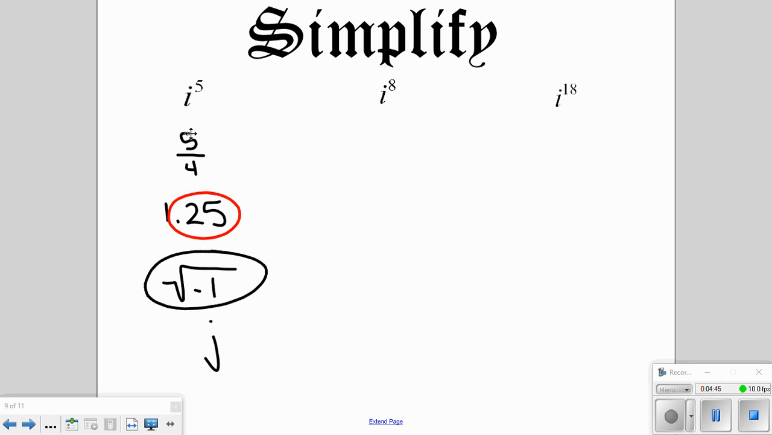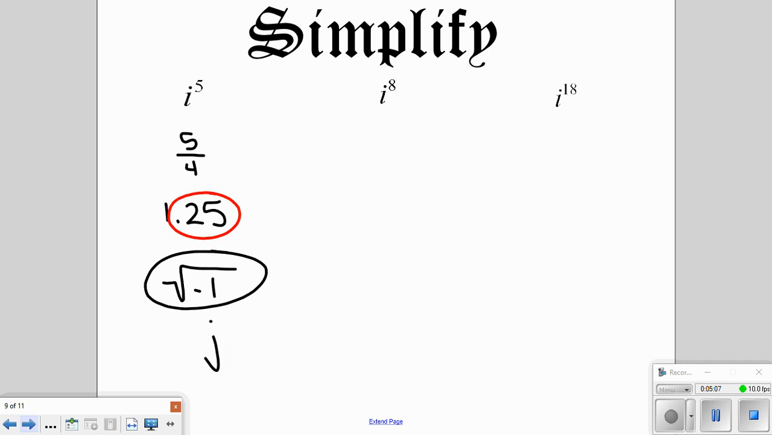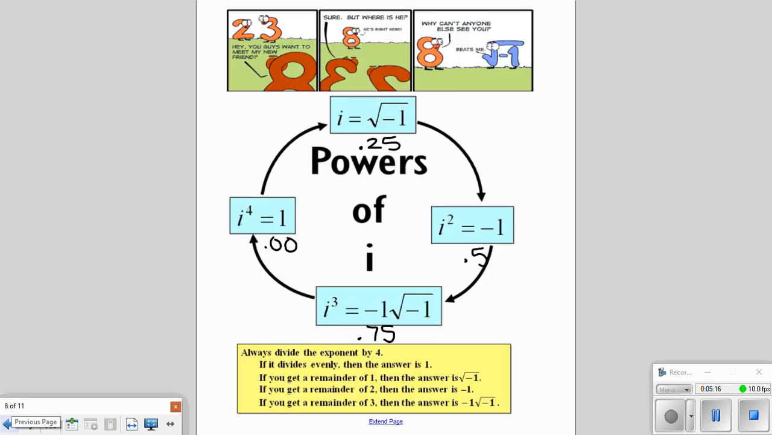So how this works is we have, right here it's 0.25, here it's 0.5, here it's 0.75, and here you won't have any remainder at all, so it'll be 0.00. And you can basically go off of that. So for example, 8 divided by 4 is 2, or 2.00. If we look back on our chart here, the 0.00 gives us an answer of 1.